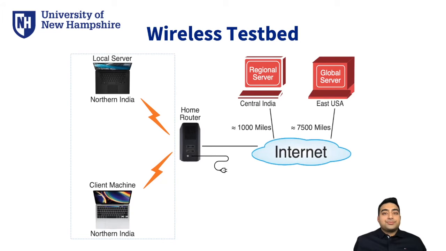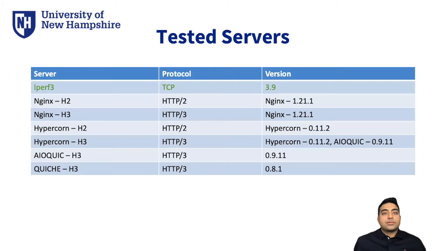Next, we see the tested servers. Iperf was used to measure the baseline throughput. Hypercorn, Nginx, aioquic, and Quiche servers were used in the experiment. Hypercorn and Nginx support both HTTP2 and HTTP3, whereas aioquic and Quiche are HTTP3 servers. Hypercorn uses aioquic to provide HTTP3 support. Certificates from aioquic and Quiche were used for Hypercorn and Nginx as well.